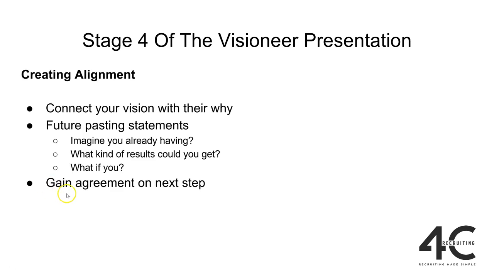Okay? And then stage 4 is you create alignment. So I know your why. I've got an agreement on your why. I've now presented my vision to you, my core values. I've talked about what we represent, what our core convictions are, what my vision is, what our big goals are. Now we're getting to a place where I'm going to bring all of this together. And how we bring all this together is we connect my vision with their why.